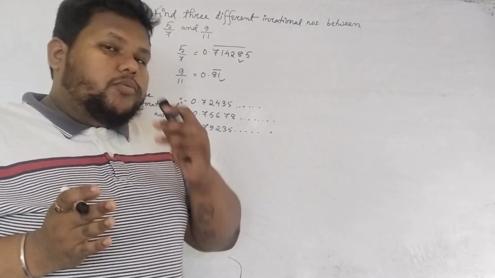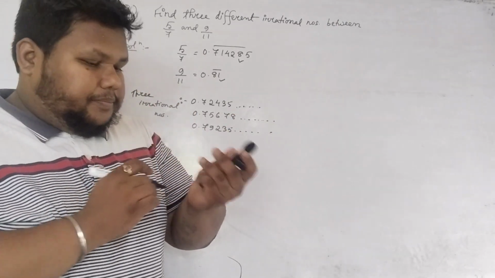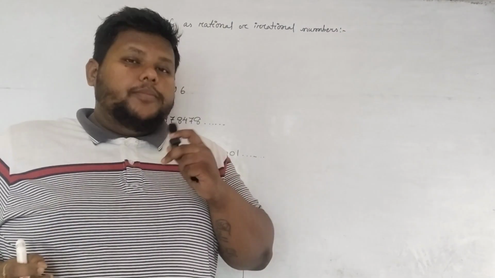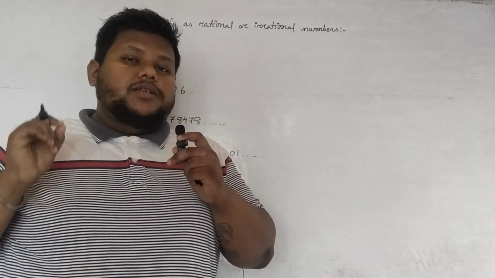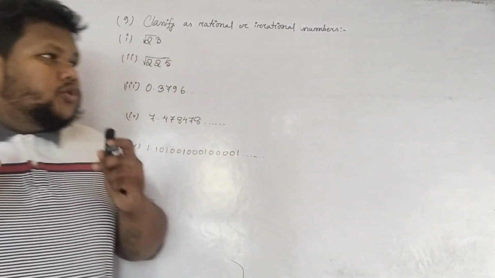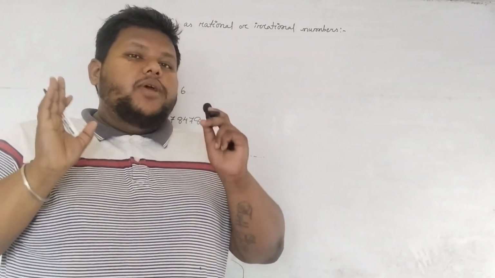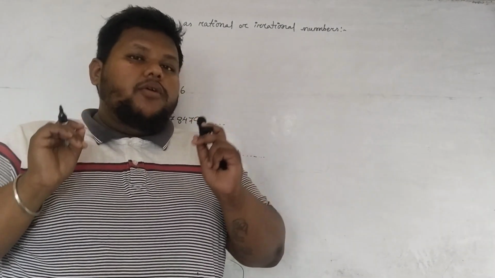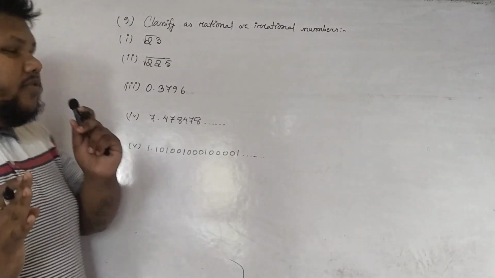That's it. Let us move to the last question, number 9. Classify the following as rational or irrational numbers. So we are given some numbers and we have to tell whether they are rational or irrational. Let us look at the first question.